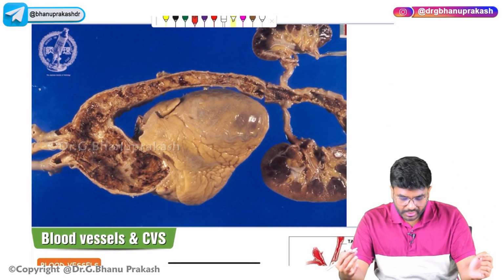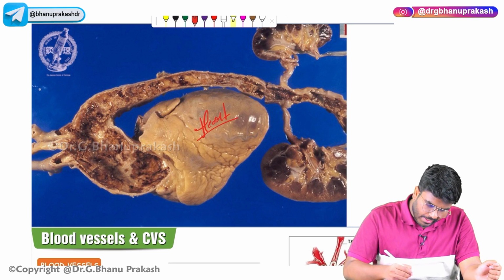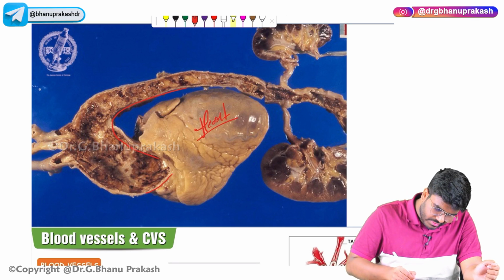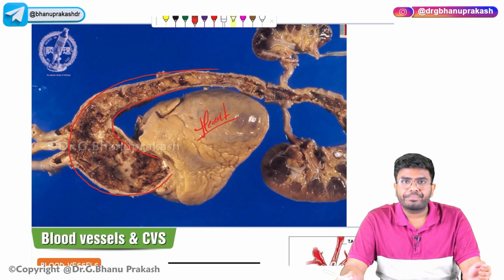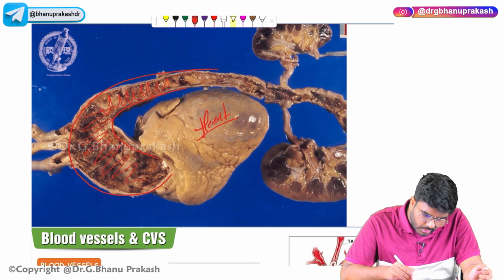Now after this, what I want you to know is, look at this image. What are you able to appreciate? Definitely you can say this is the heart, and look here, this is a large blood vessel. This is the aorta, right? Are you able to appreciate that there is inflammation? All this aortic arch is going to be inflamed.